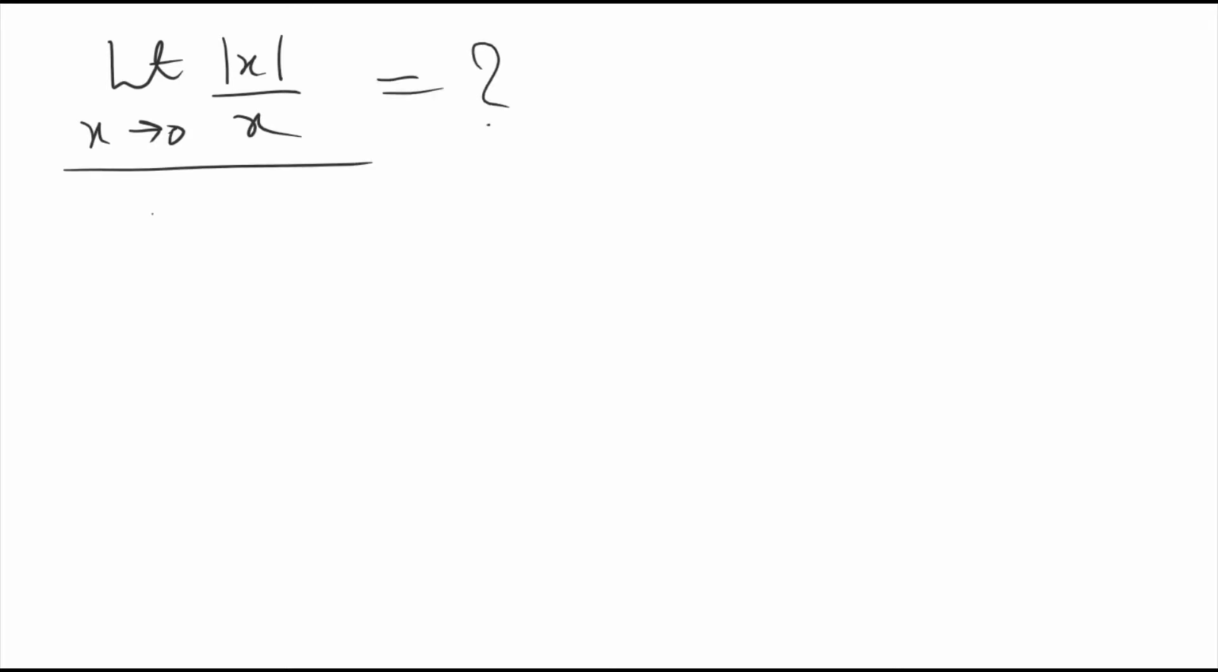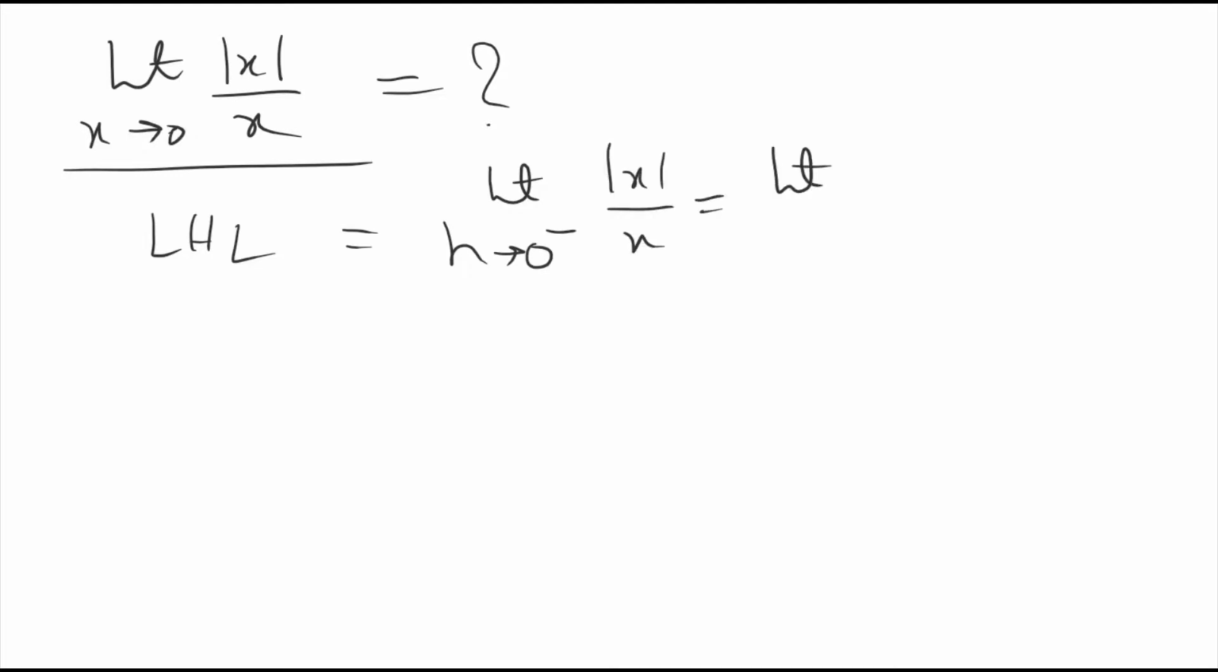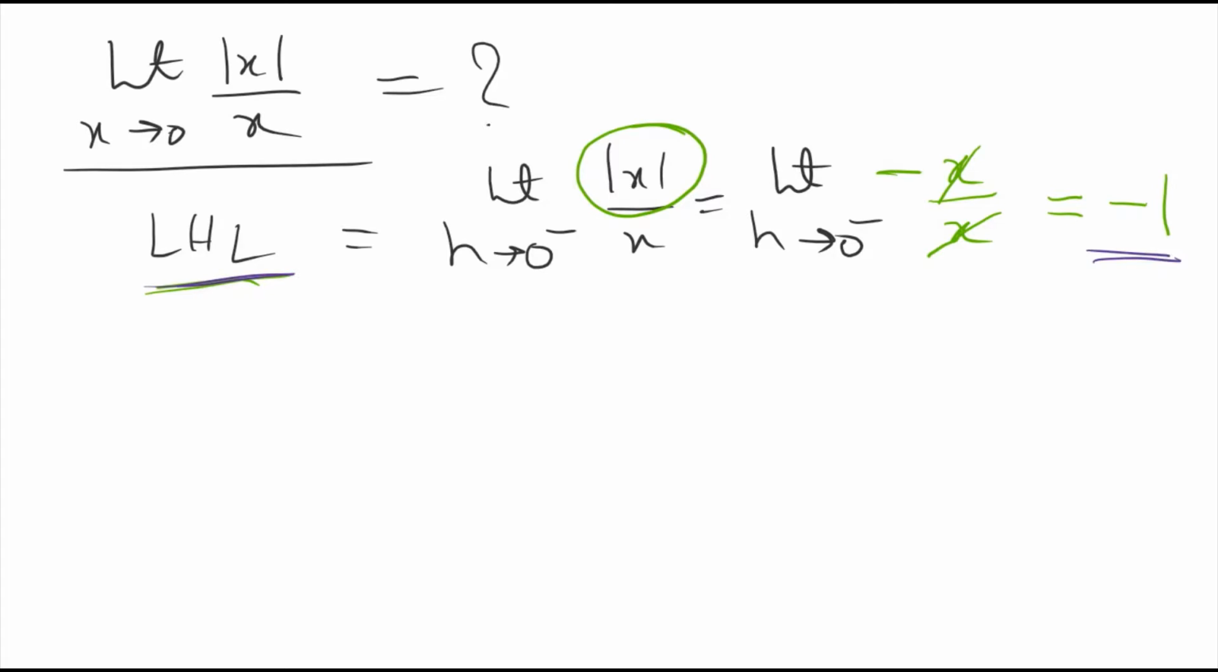But if I take a function like limit x tends to 0 of mod x by x, if I apply the left hand limit first, limit h tends to 0 minus mod x by x, that equals limit h tends to 0 minus, where mod x is minus x for values less than 0, so it becomes minus x by x. x gets cancelled and I get minus 1. My left hand limit here became minus 1.